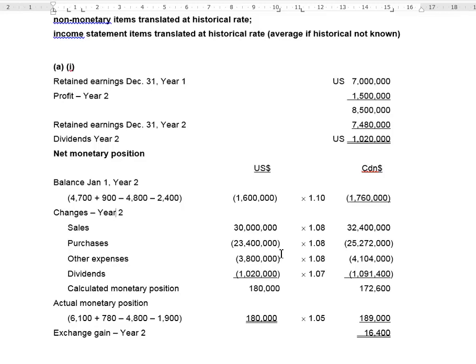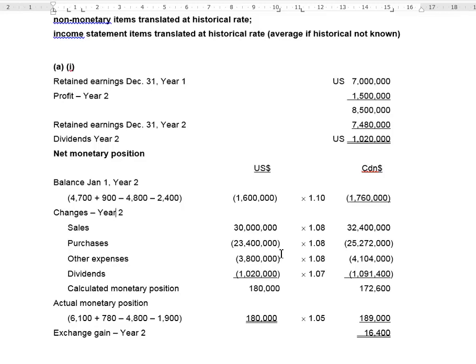In our question, don't forget, they didn't give us any information on things like depreciation or any of those things that we had to be careful of. We had plant and equipment at net, so we couldn't separate out any depreciation expense items, because if we could, we'd be translating them again at the historical rate.